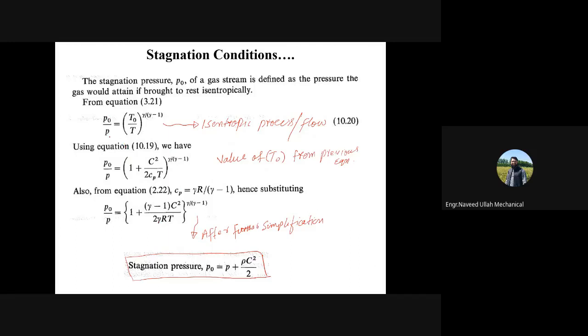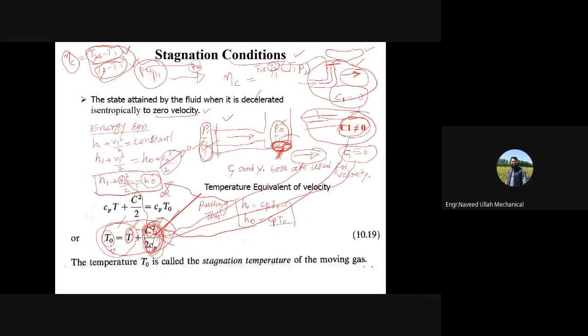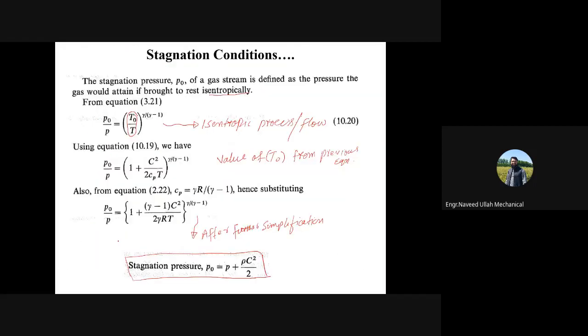You know P0 by P, it is an isentropic process, so P0 by P is equal to T0 by T to the power gamma by gamma minus 1. It is an isentropic flow, that is why we have written this equation here. You know T0 by T1, which you just saw, okay, what is the value of T0, you can put the value of T0 over here. From here you can put the value of this one. Okay, when you put it again and simplify, ultimately you have stagnation pressure is equal to static pressure plus this.